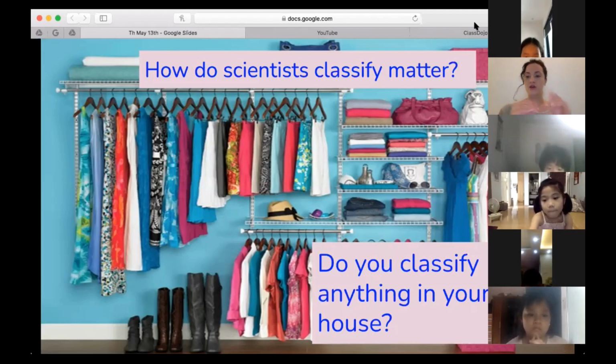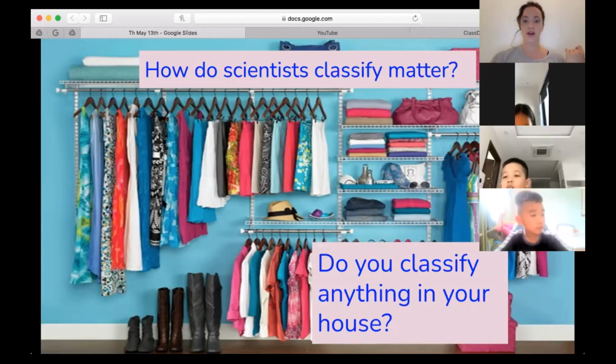We put things in groups so we know where they are and we can find them easier. Some people, like this person, classified their closet. Here they have all their dresses. Here they have their shoes, their skirts. All right, they've classified their clothes to help them find them.